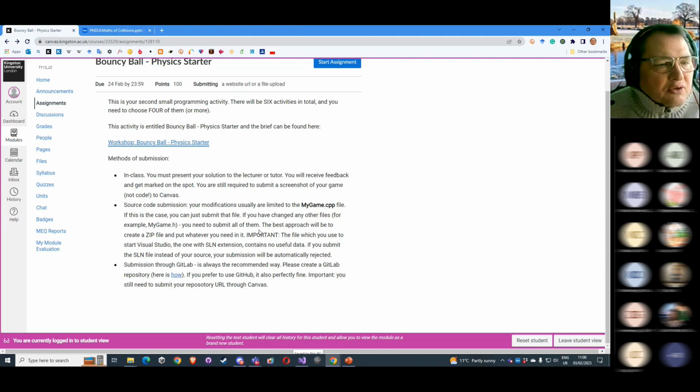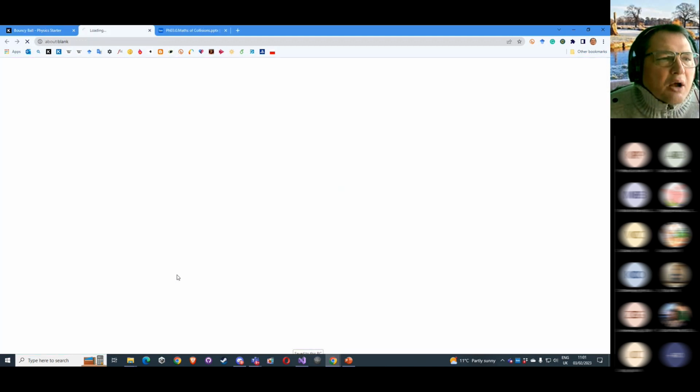And the third method of submission, which is always recommended, and it will be obligatory by the time you achieve your final submission in this module, is a submission via GitLab. In case you prefer GitHub, that's absolutely fine. Either GitLab or GitHub, basically a Git-based remote repository. So you need to export your project to the repository. Here is how to do it.